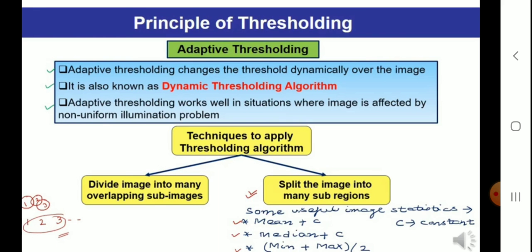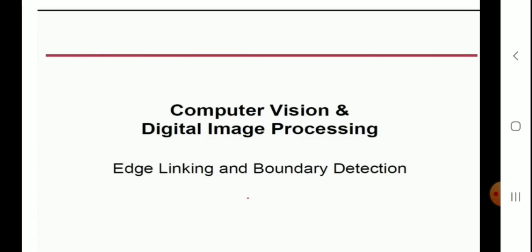Dividing means dividing the image into many overlapping sub images. Means we have images like 1, 2, 3, these are the overlapping images, and we have to combine these images. Splitting means when some useful image statistics are to be used: mean plus a constant value, median plus a constant, minimum plus maximum divided by 2, where c is the constant. These techniques are to be applied.